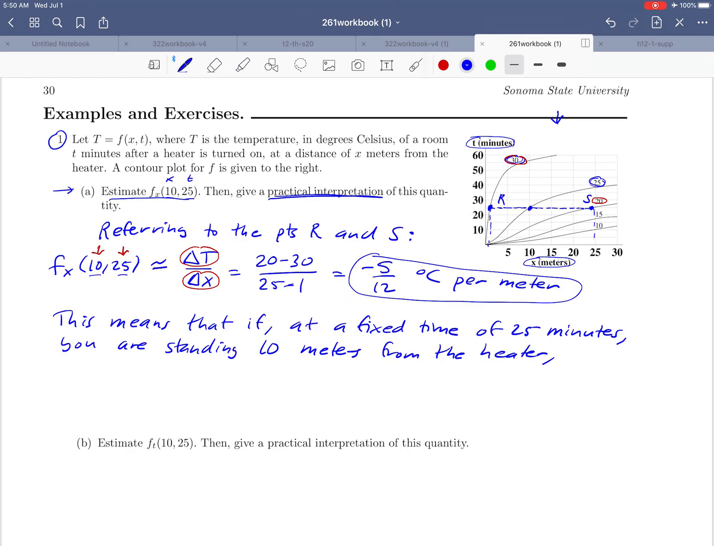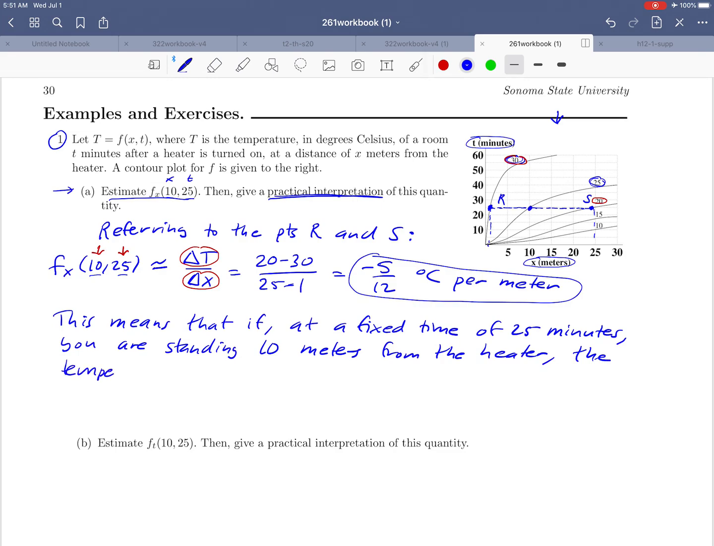Now we want to explain what the derivative is telling us. Okay, so this minus 5 over 12 is telling us how fast the temperature is changing as we move away from the heater, degrees Celsius per meter. So we can say something like the following.